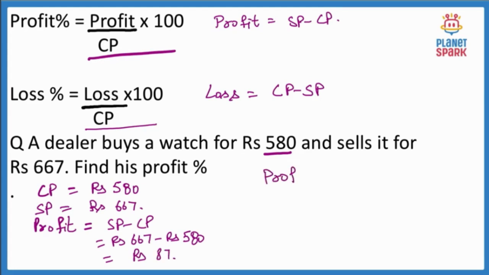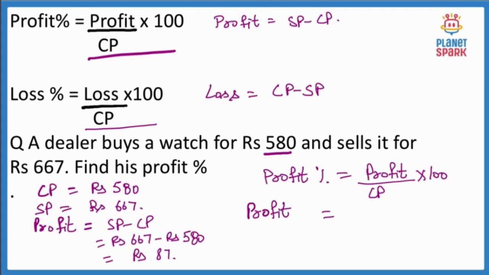But what if we want to know it in terms of percentage? Then we'll apply the formula for profit percent. Profit percent is equal to profit upon CP into 100. In this case, we just calculated the profit. Profit over here was 87 rupees. Cost price we are given as 580 rupees. So profit percent will become 87 upon 580 into 100.